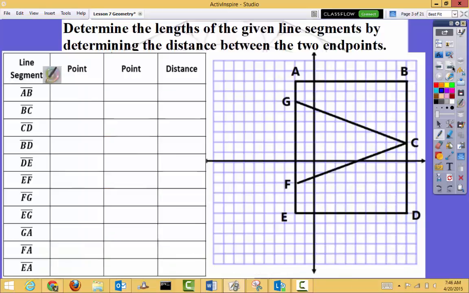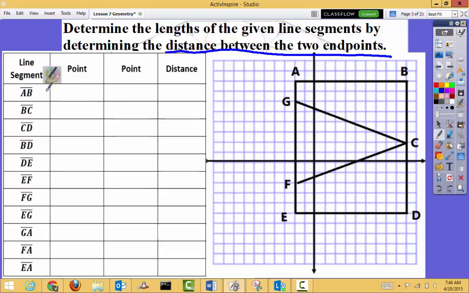Alright, so let's continue. Here we have a coordinate grid with some shapes and lines on it. What we want to do is determine the lengths of the given line segments by determining the distance between 2 endpoints. So we're looking for the distance between 2 endpoints, for example, endpoint here and endpoint here. How far away are they? Okay, so let's start by filling in our chart.